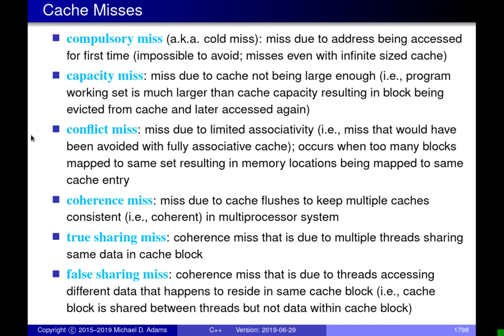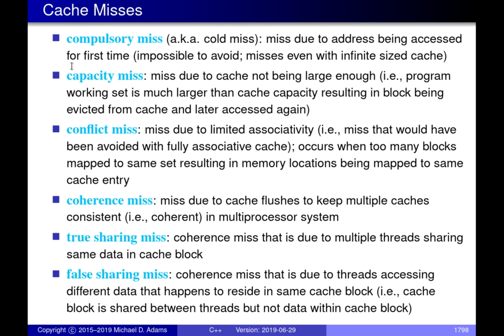So the first type of cache miss that we can have is what's referred to as a compulsory miss, or sometimes a cold miss. And this is a miss that's due to the address that's being accessed for the very first time. And compulsory misses are impossible to avoid. You're obviously going to need to bring the data into the cache the very first time it's ever accessed. This is unavoidable. Even if you have an infinite size cache, this would not help you to avoid compulsory misses.